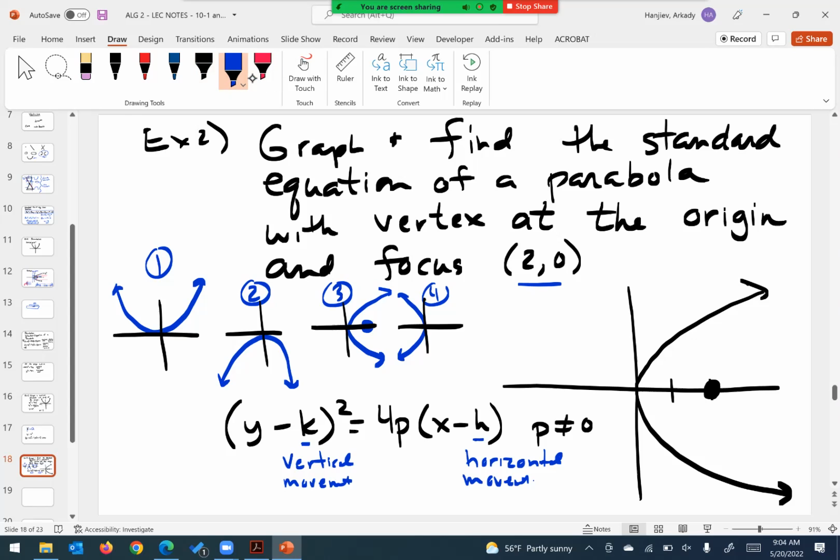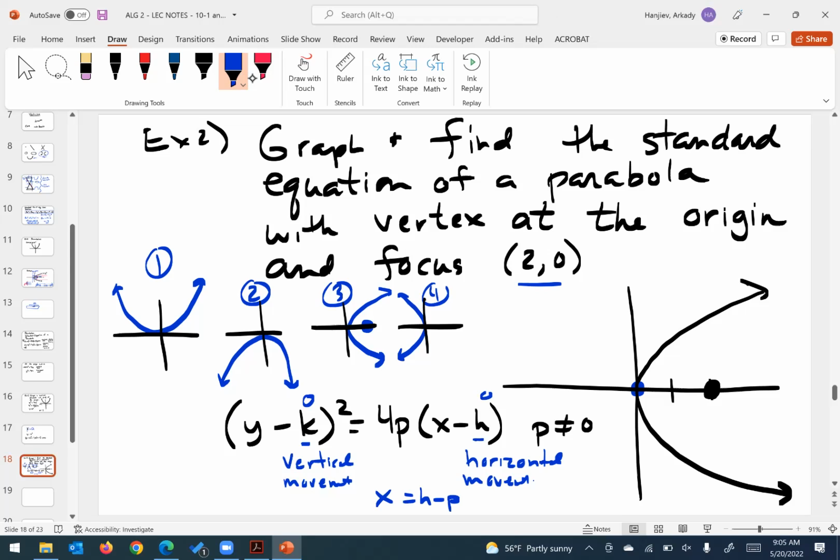So I'm going to let the vertex be at (0, 0). So there's no movement away from the origin. We're good. I got this guy, K is equal to 0 here. H is equal to 0. Now we just need to find P. And so we do have a formula that connects X, H, and P. It's like this right here. Let's go. I'm going to find out what P is.